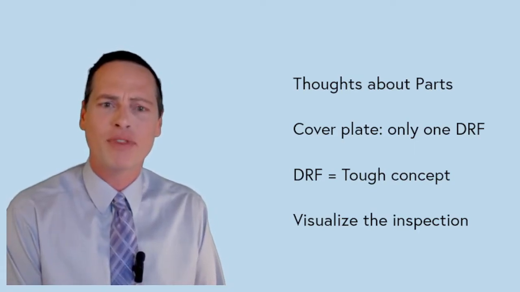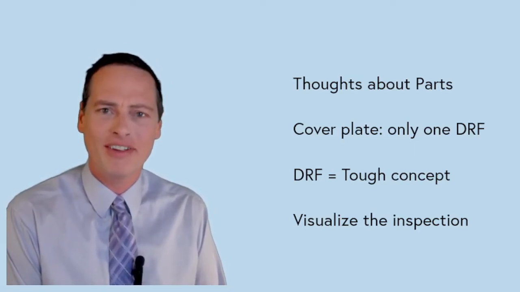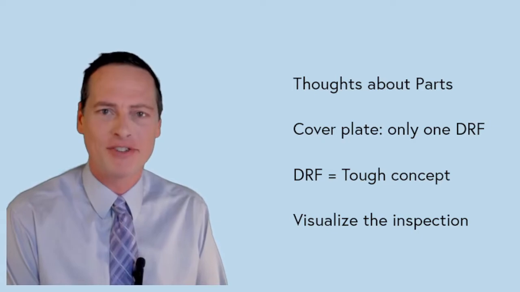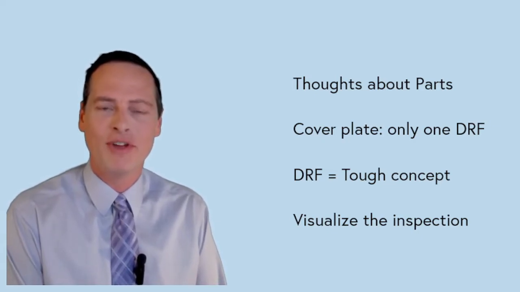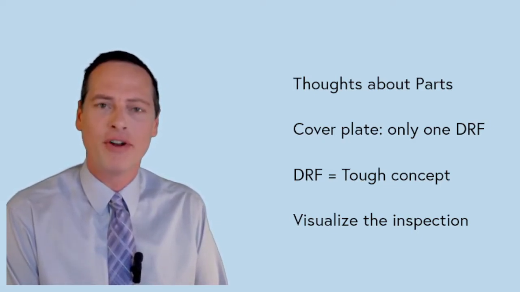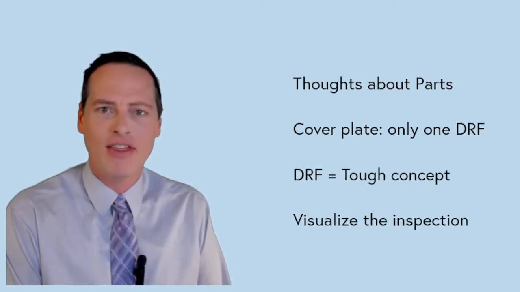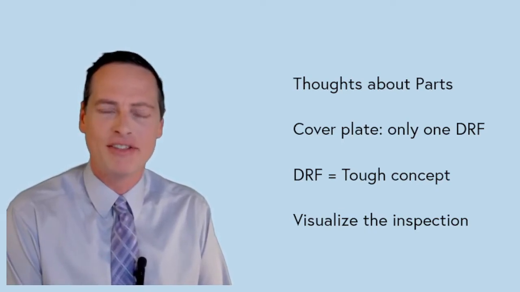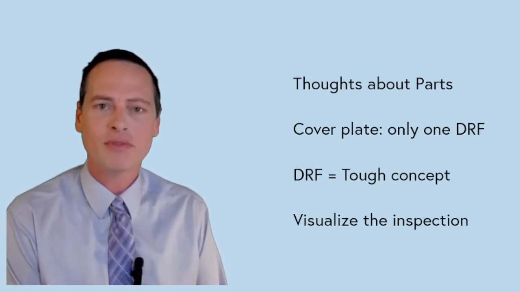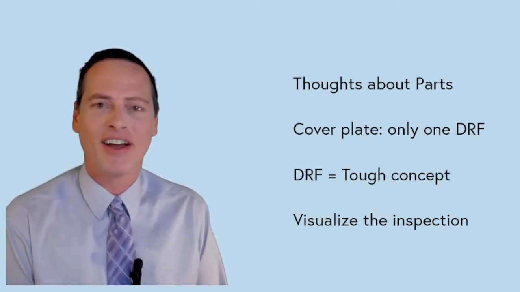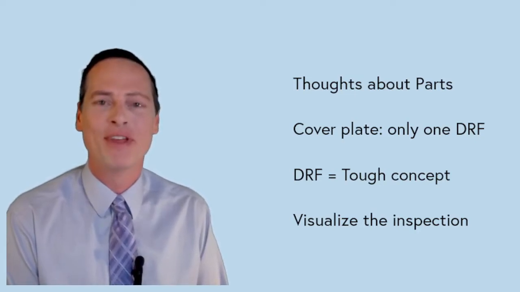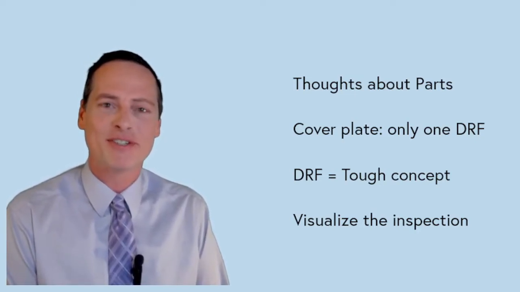So one way to do it is to visualize the way that we're going to inspect the part. Visualize if we were going to try to make a fixture that was going to simulate the datums, and simulate the datum reference frames. And so throughout this, when you see my pictures coming up, I made these fixtures in purple.